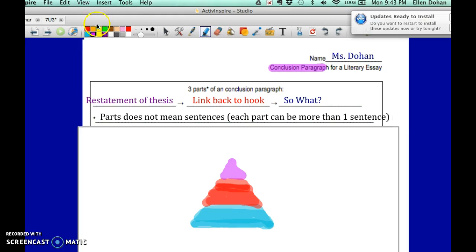Note that there's a little asterisk or a star by where it says three parts. This means there's more information, and the more information that I do want you to write down is that just because there are three parts, that does not mean that there are only going to be 3 sentences. So it's important to note that each part can be more than 1 sentence.